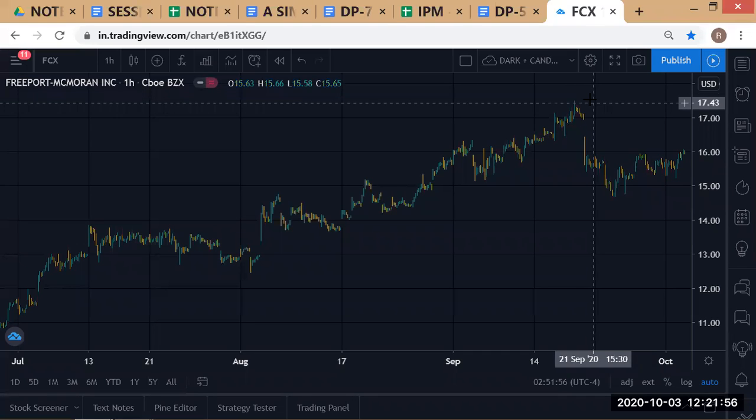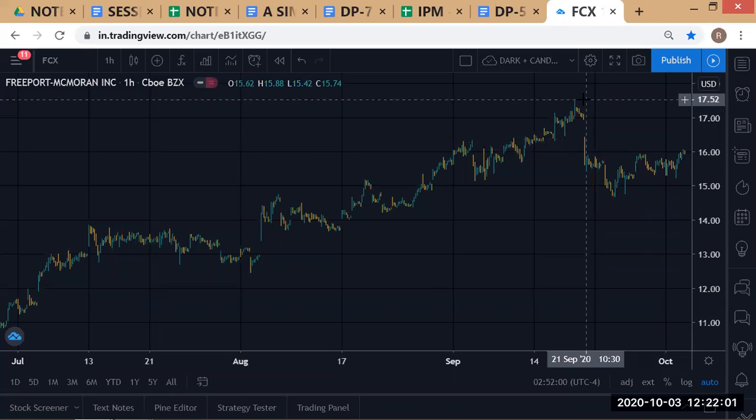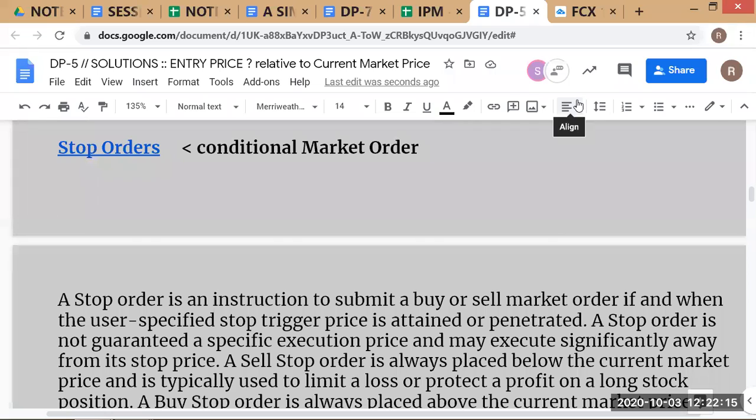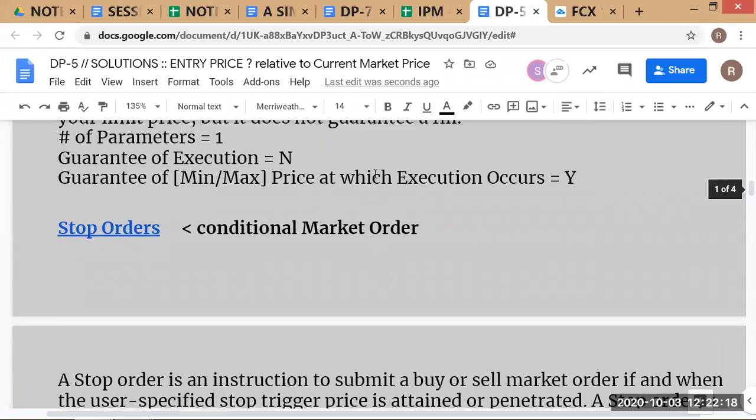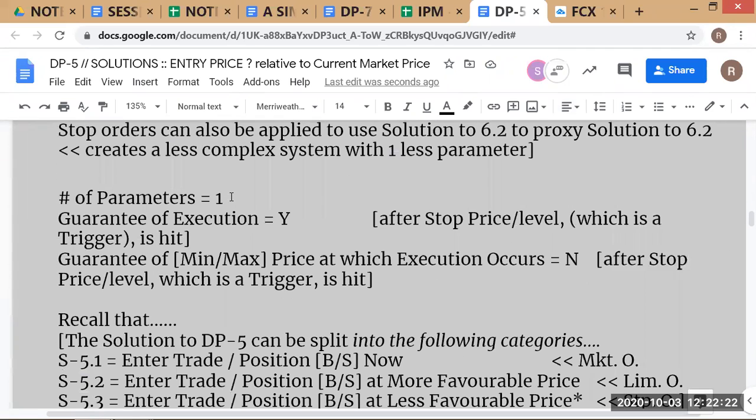And then he goes on holiday. So he started at $16 and stop at 17.5. It is a GTC stop, good till cancel, and the system is keeping the stop. So the system is basically watching. If you notice, a stop order has parameters. It has one parameter. What is that parameter here?